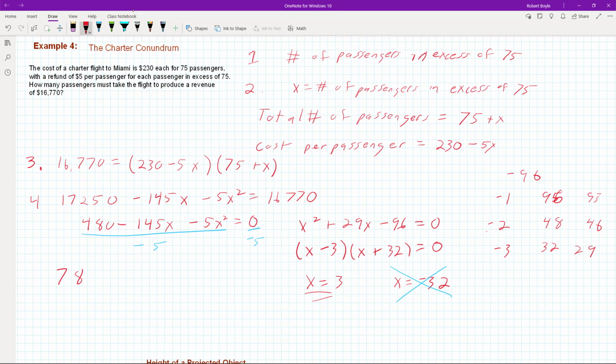And does it work? Well, yeah, we can substitute 3 back into here, and if we do, we are going to have 230 minus 15, which is 215. We are going to have 75 plus 3, which is 78. And 215 times 78 is 16,770. So this does indeed work out.